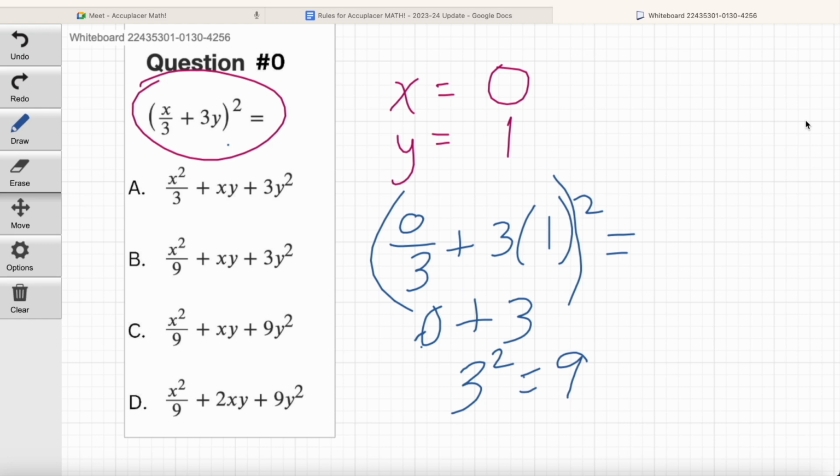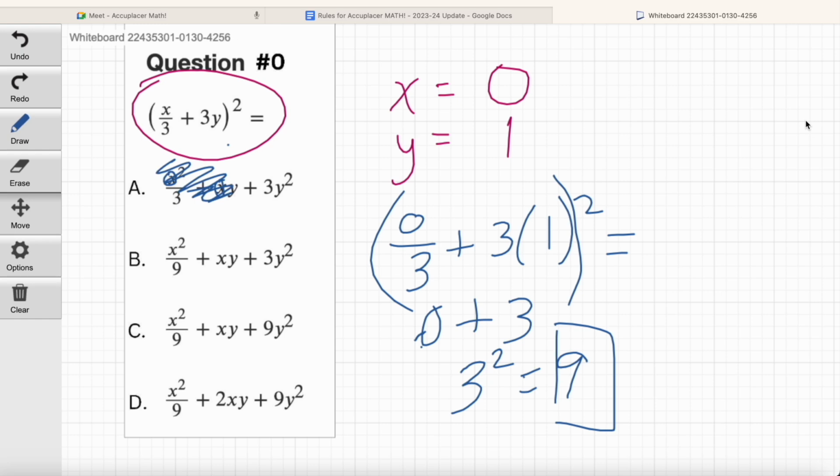All right, so when X is 0 and Y is 1, the right answer's got to give us 9. Does that make sense? Yes. Okay, great. Now here's the deal. Look at answer choice A. Because x is 0, if we're plugging in a 0 for x, 0 divided by anything is just 0. And 0 times anything is also 0. So basically, these terms with the x's disappear from answer choice A.